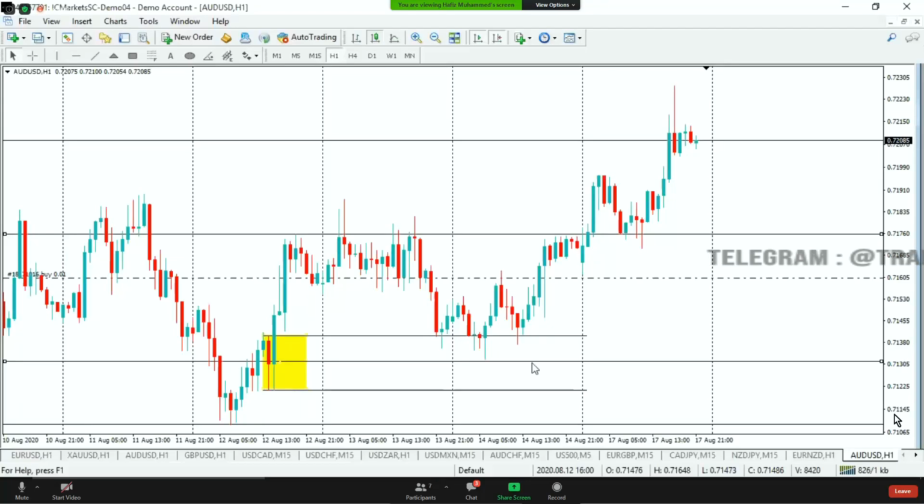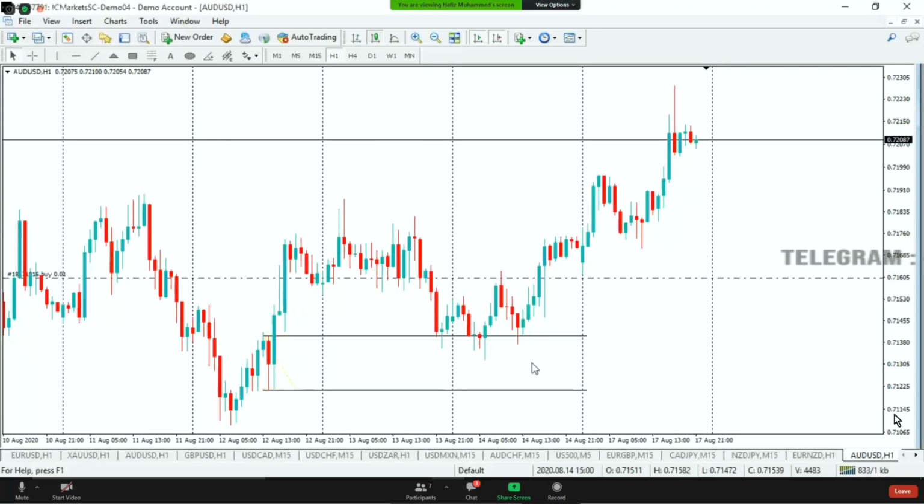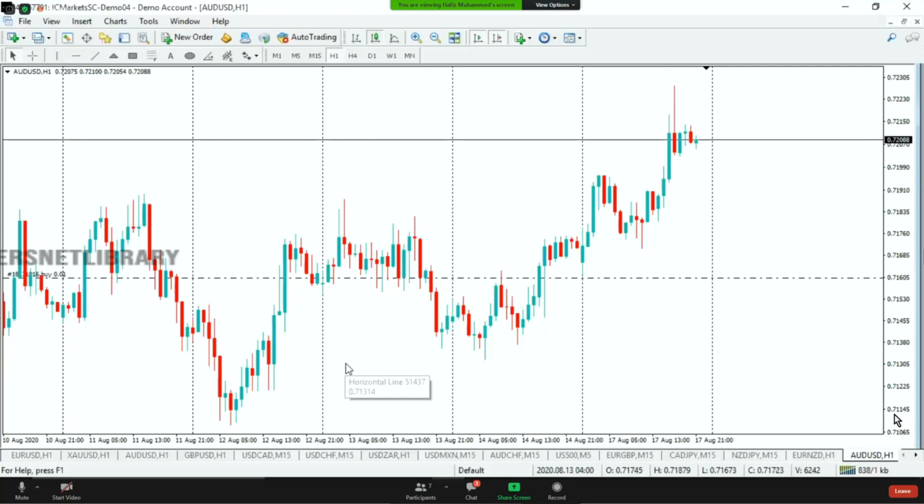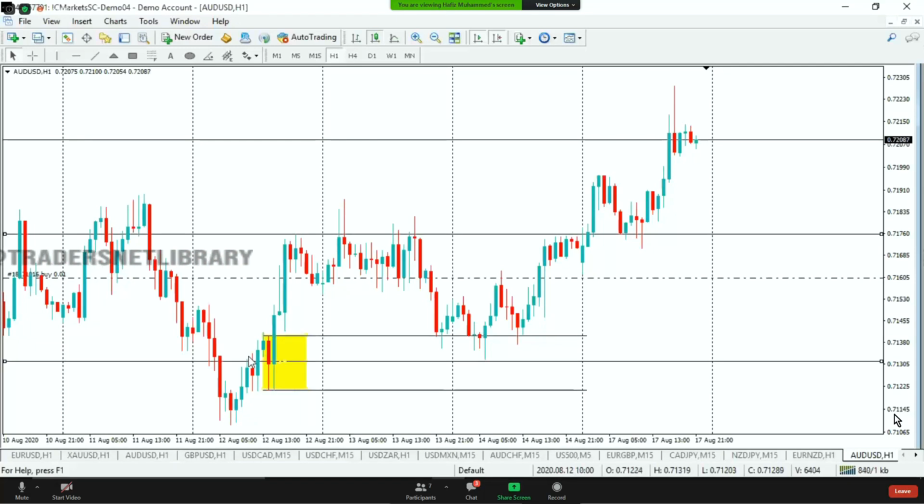Let me try to delete this. So if the setup shows on Wednesday and I get the opportunity on Thursday to trade, what would be my risk reward and my target? Let's first look at entries, then we shall look at the targets.